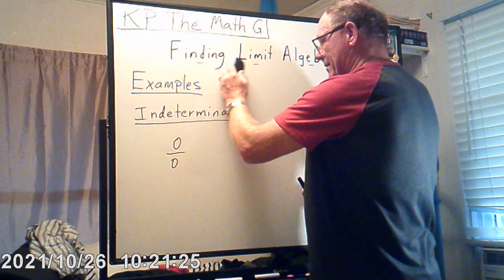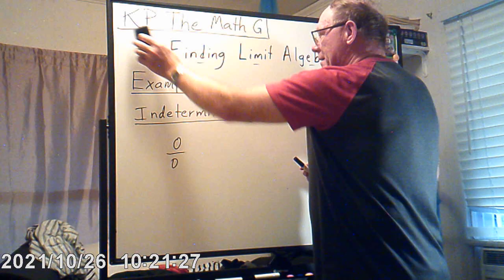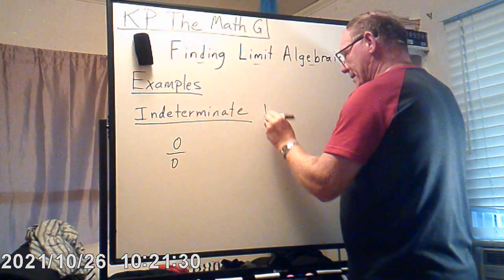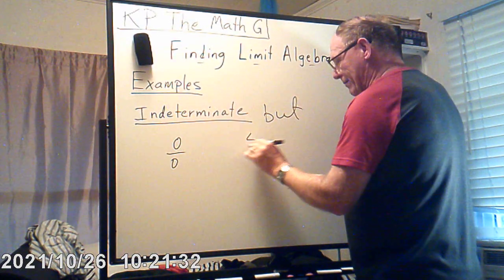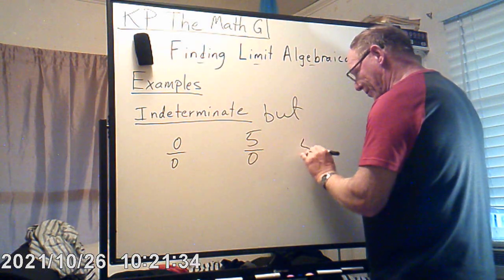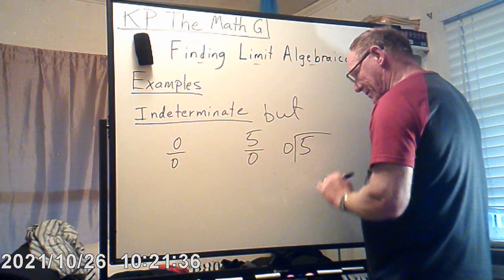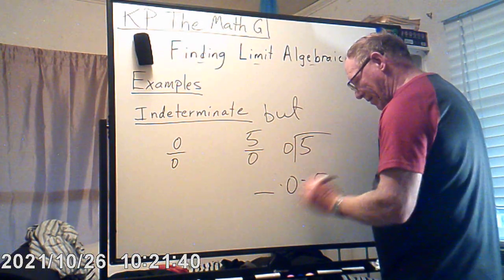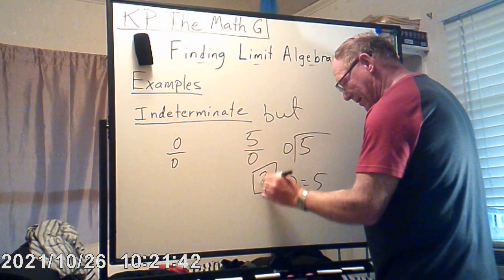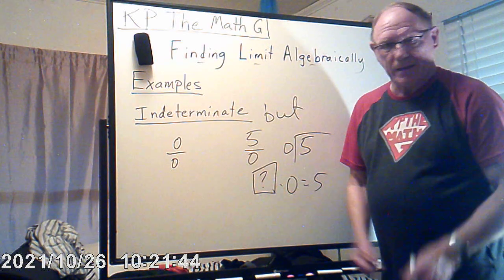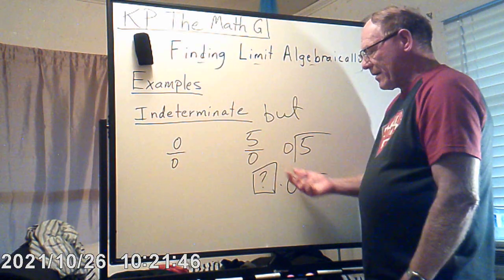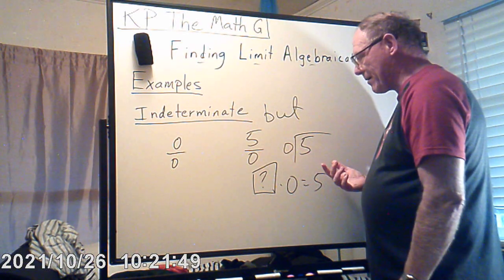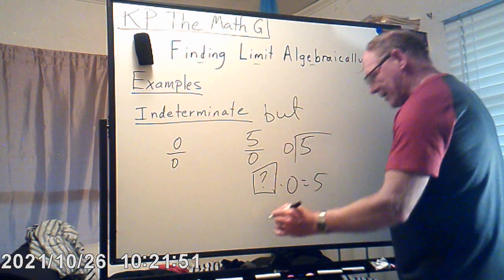But now, 5 over 0 is the same as 5 divided by 0, which means something times 0 equals 5. Well, what goes there? Nothing really. So we cannot, it's undefined. This is undefined.